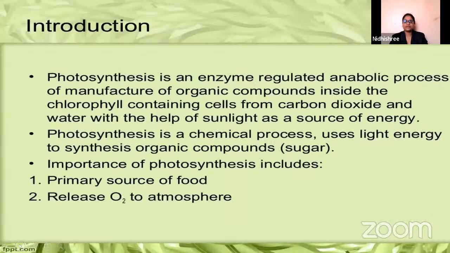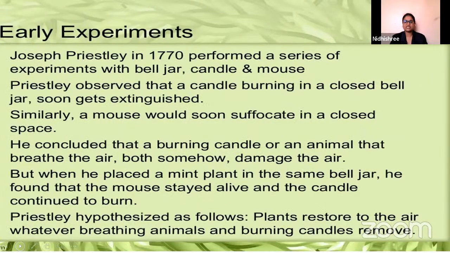the first question is, what is photosynthesis? It is an enzyme regulated anabolic process. Photosynthesis is a chemical process where the products are glucose and oxygen. Its importance is that it is the primary source of food on earth and releases oxygen to the atmosphere. Next, early experiments. Who showed that photosynthesis occurs?